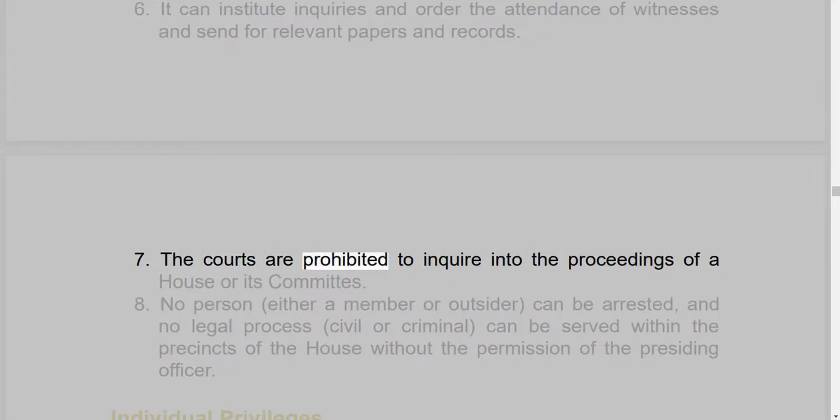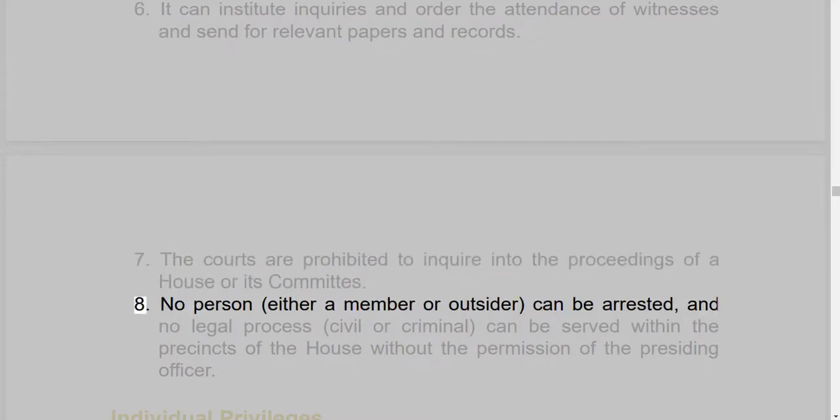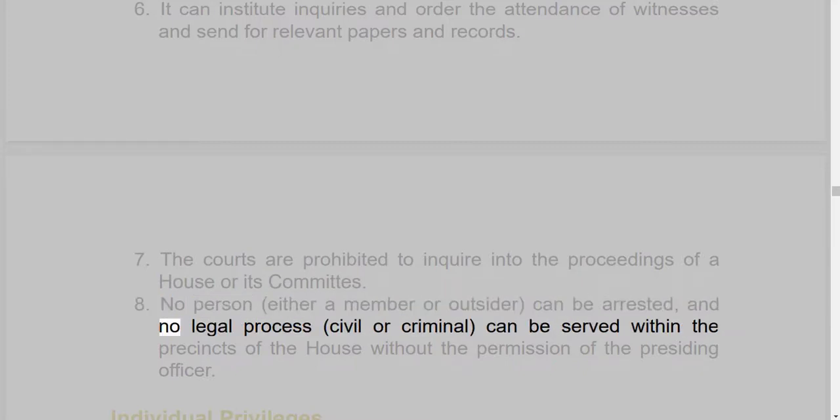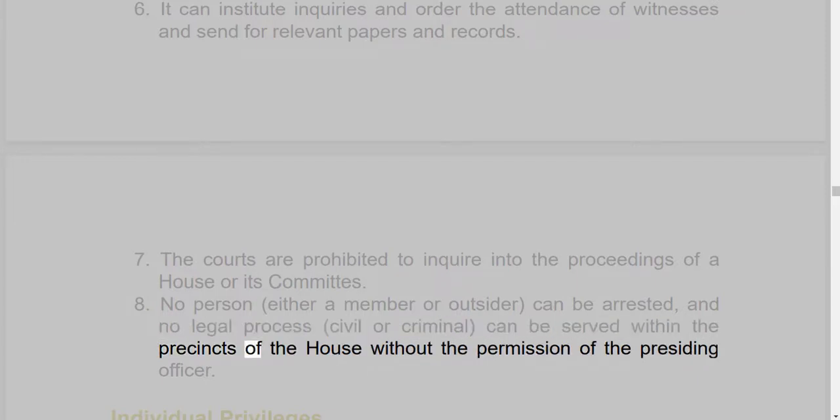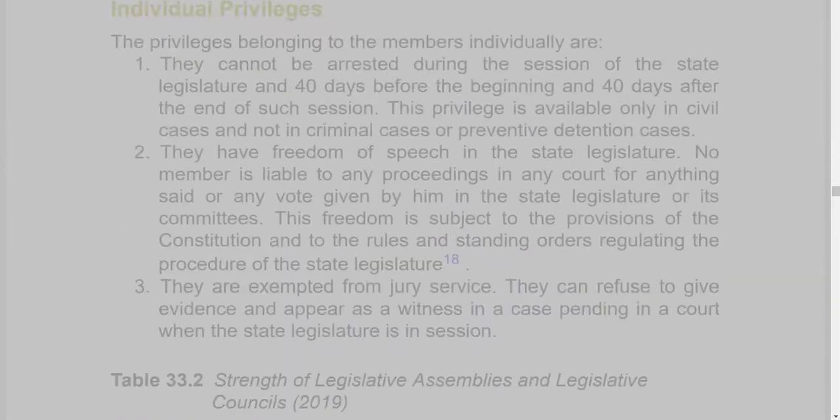7. The courts are prohibited to inquire into the proceedings of a house or its committees. 8. No person, either a member or outsider, can be arrested, and no legal process, civil or criminal, can be served within the precincts of the house without the permission of the presiding officer. Individual privileges. The privileges belonging to the members individually are: 1. They cannot be arrested during the session of the state legislature and 40 days before the beginning and 40 days after the end of such session.